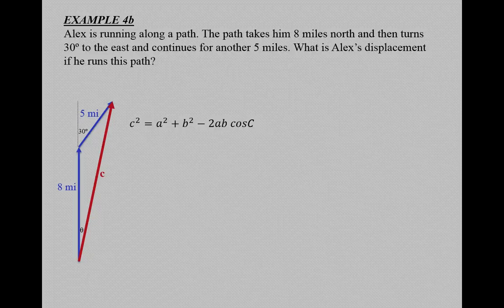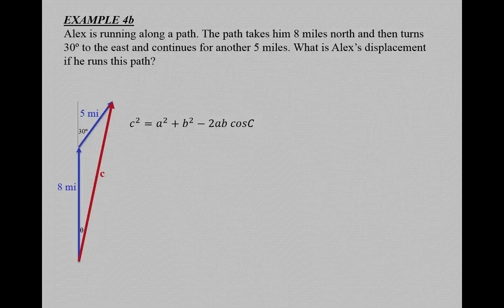Since I can't use Pythagorean's theorem because it's not a right triangle, I have to revert to a different equation. This equation that you see here on the screen is known as the law of cosines. The law of cosines is sort of similar to Pythagorean's theorem, but the law of cosines works for any triangle. Right triangle, acute triangles, obtuse triangles, any kind of triangle.